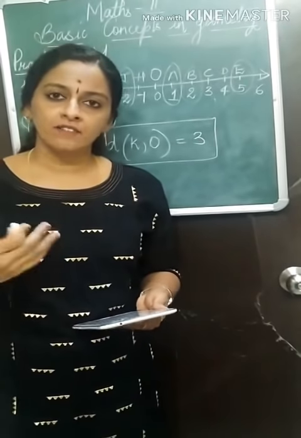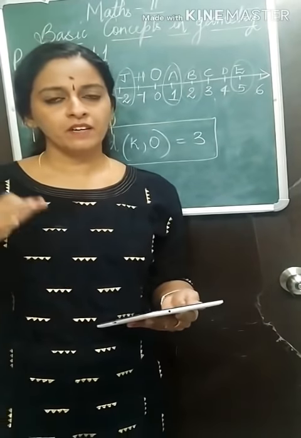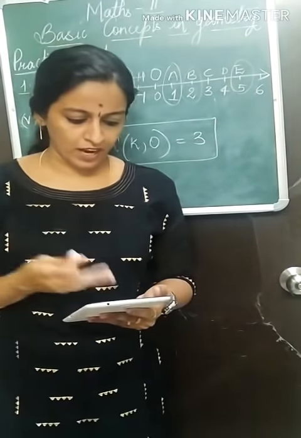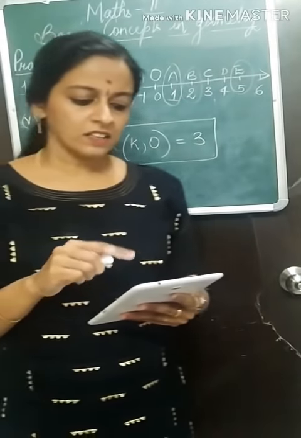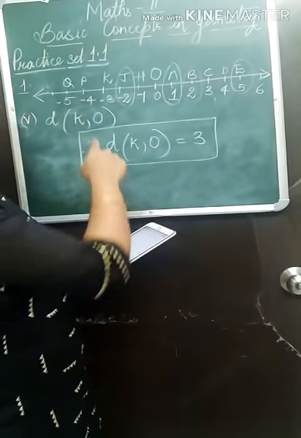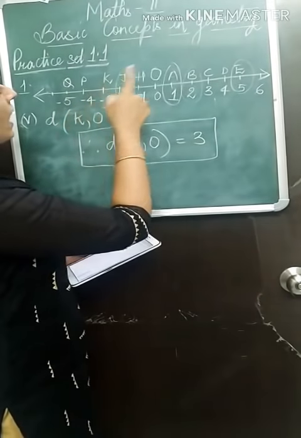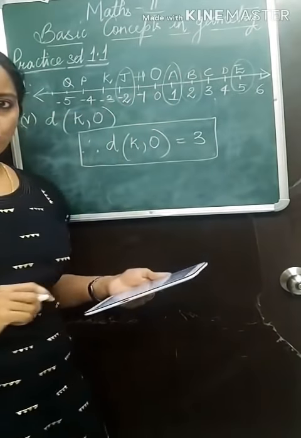Which is greater? 5 is greater. And with the greater number, 5 minus 0 will be 5. So that answer is 5. Next, distance between P and J. P is -4 and J's coordinate is -2.